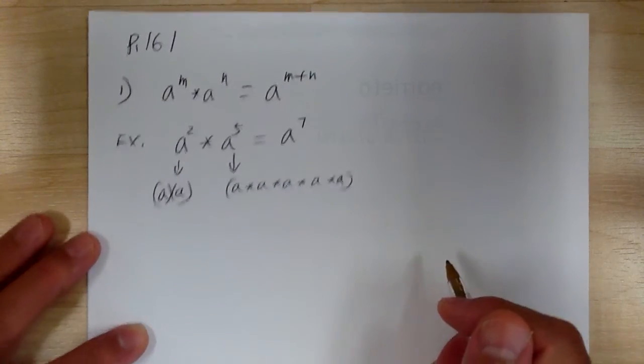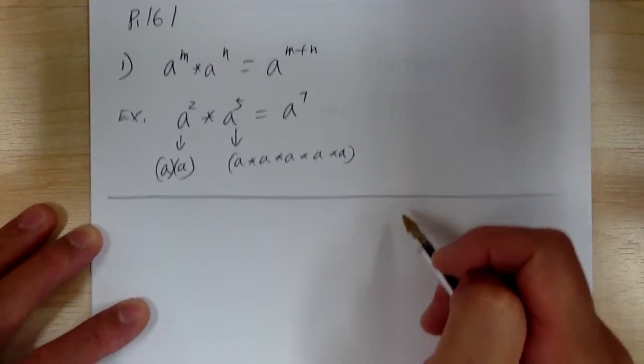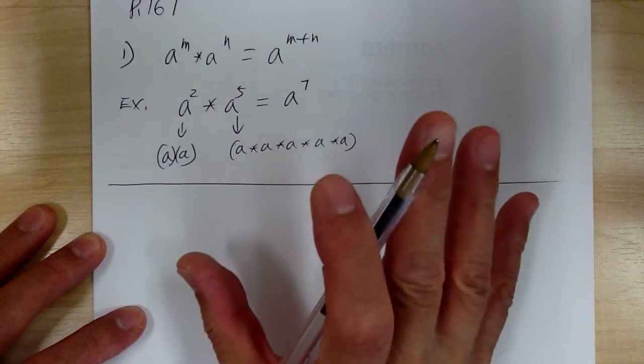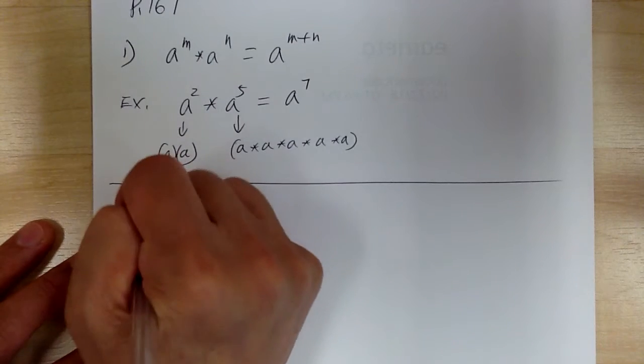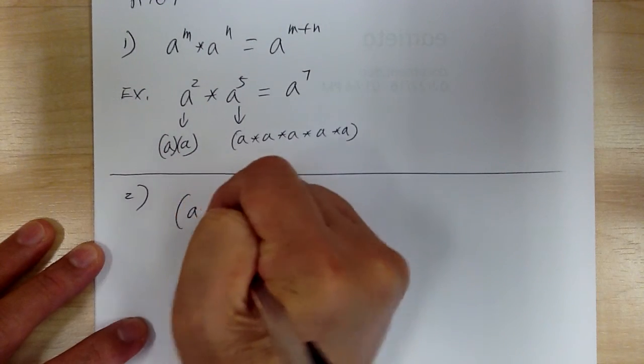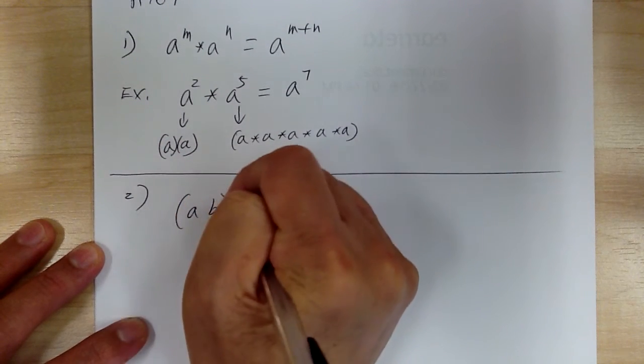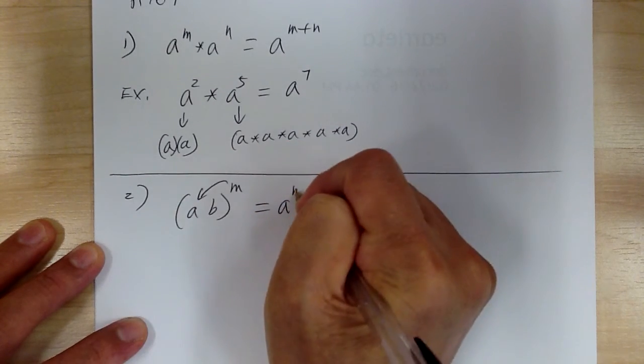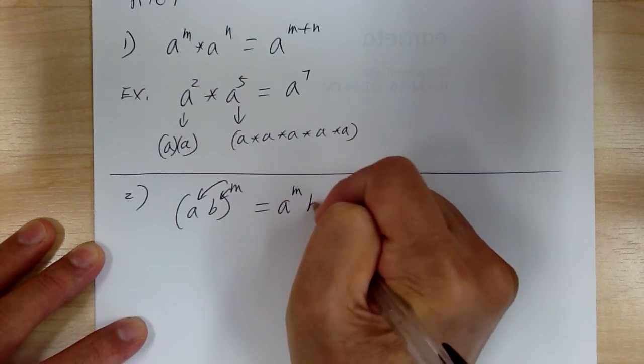Okay? Again, we covered many of these before. Especially, you did this a lot already. So this is just a quick review. Okay. The rule number 2. You have ab to the m. This one you can distribute. So this becomes a to the m, and this becomes b to the m.